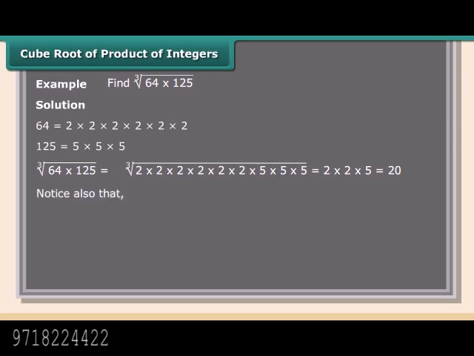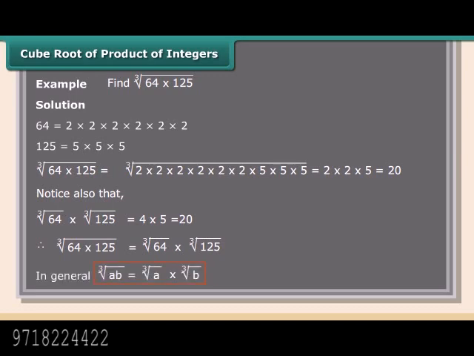Also notice that ∛64 × ∛125 = 4 × 5 = 20. Therefore, ∛(64 × 125) = ∛64 × ∛125. In general, ∛(AB) = ∛A × ∛B.